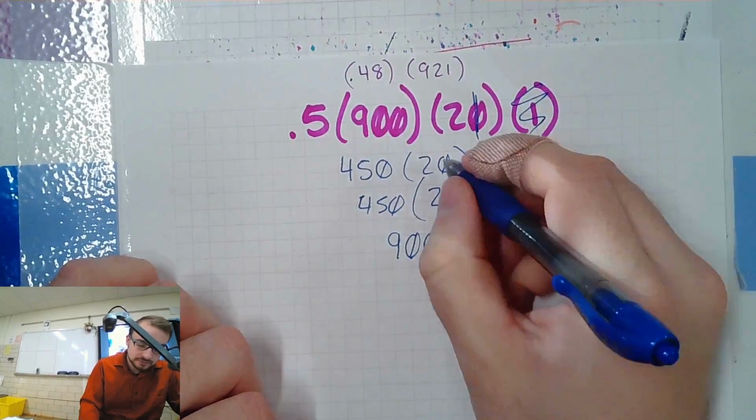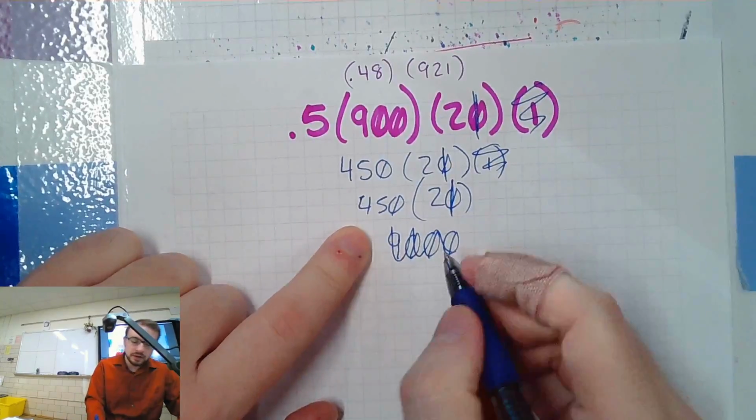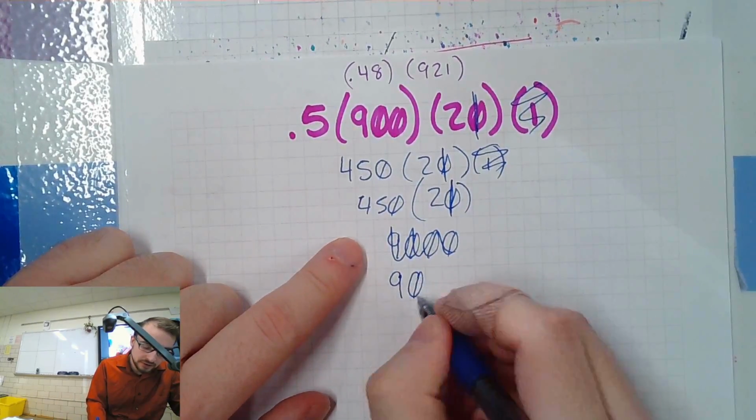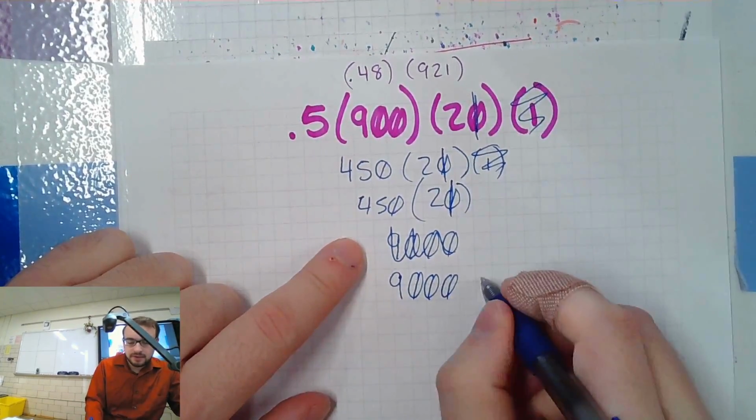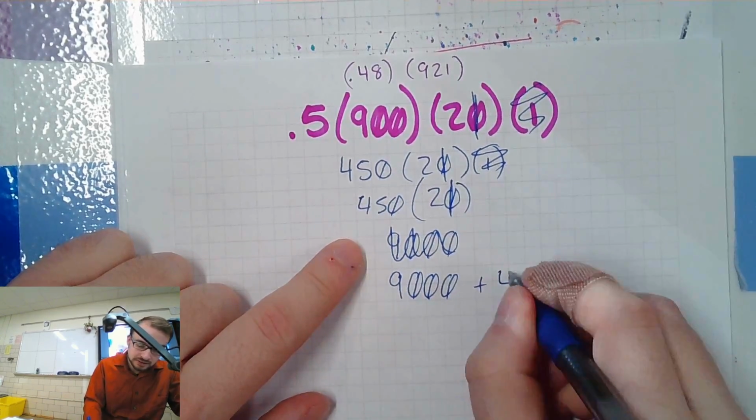Let's try it. That's 450 times 20, which we already know is 900, or 9,000, right? And then 450 times 1, right? One more 450 gets us here.